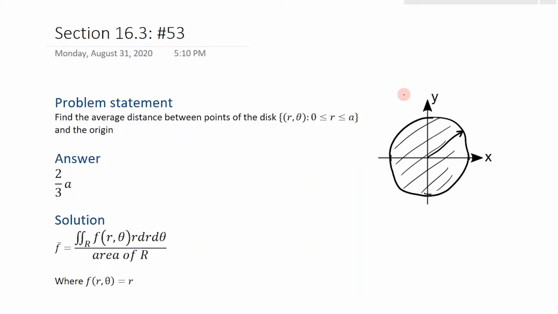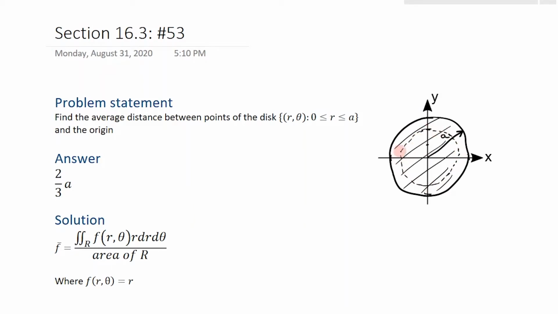And for this question, I'll actually tell you what the answer is, and let's see if it makes sense. The answer is 2/3 a. So it says that the average distance from the origin in this disk is something like this. So this is 1/3, this is 2/3. This would be the average.